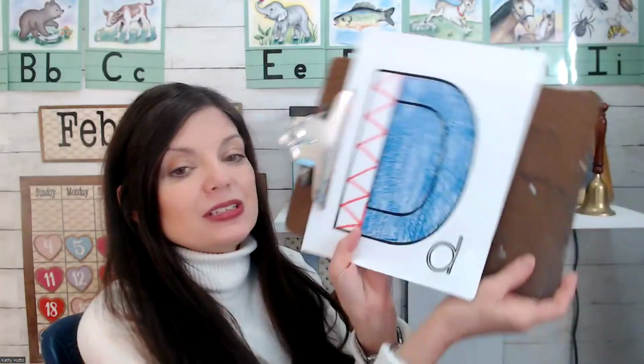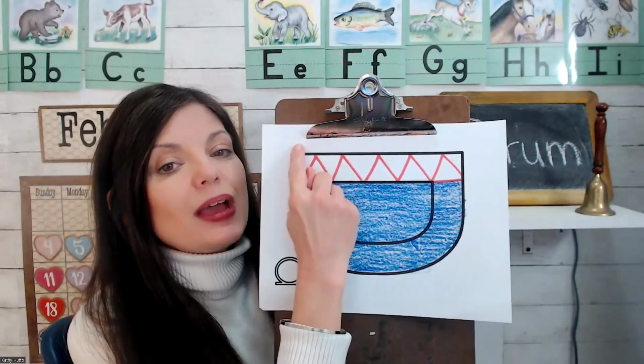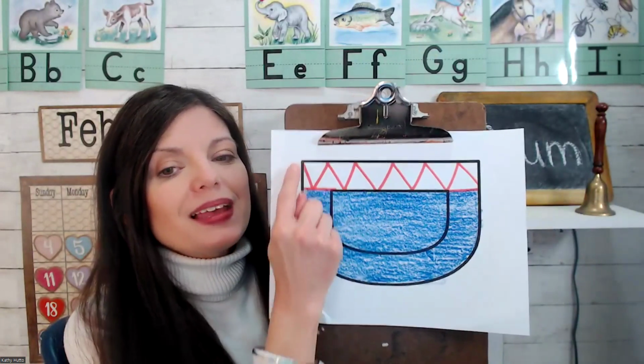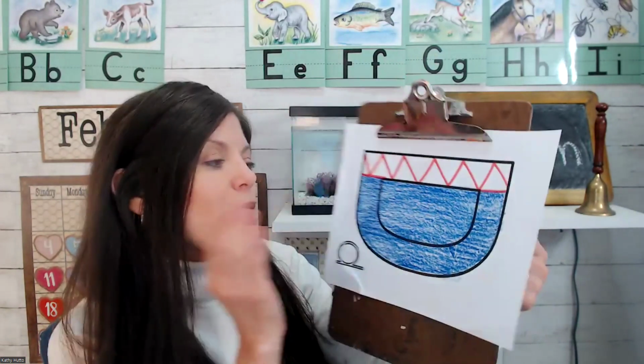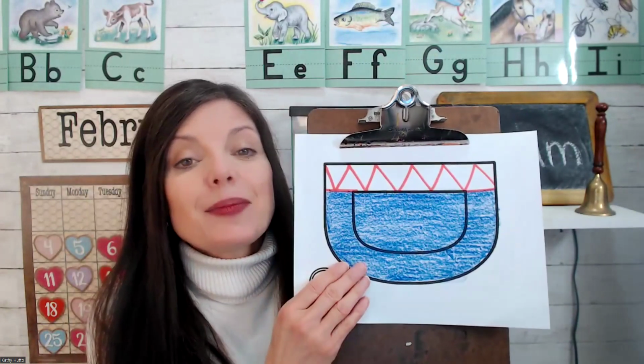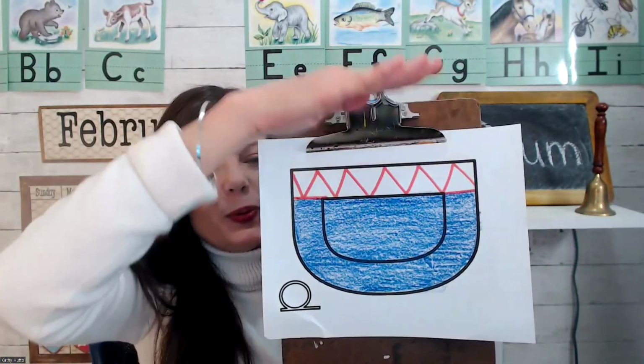Well, D is for drum. And today you can decorate your letter D to look like a drum. Turn it sideways with the flat part on top, make a zigzag line, and then color your drum any color you'd like. I made a blue drum. Boom, ba boom, ba boom, boom.